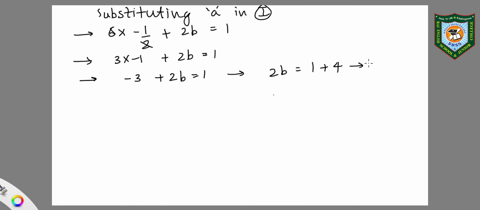which implies 2b is equals to 1 plus 3, and therefore 2b is equals to 4, and I get the value for b as 2. Now I have my value for b as positive 2.